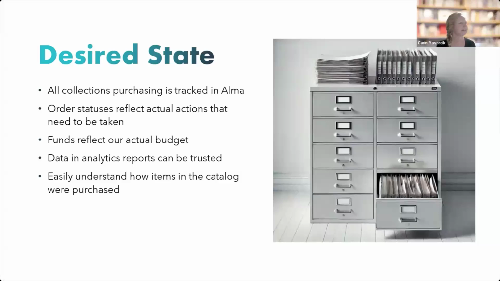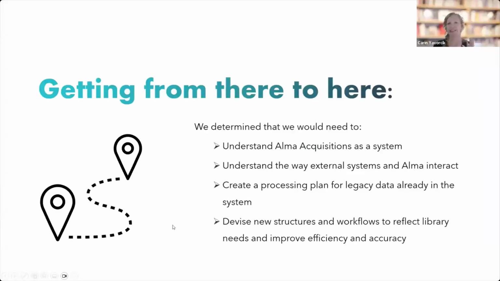And we wanted to be able to easily understand how items in the catalog were purchased. So if we have orders but they're not attached to inventory, they're not useful if we're trying to track down why we have access to this thing. It's more complicated to pull that information. So that's where we're trying to get. And so I'm going to hand it over to Caroline to talk a little bit about our plans for getting from the previous state to the desired state at least.